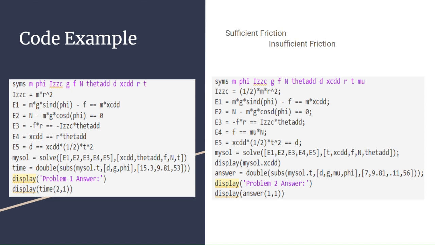On insufficient friction, we got the same thing. I set up my 5 equations. I use my sol, I use solve. And then I use double and subs. So I'm still looking for time. And as you see, I put in d, g, mu, phi with the numbers I need, and then I get my answer. So that's about it.